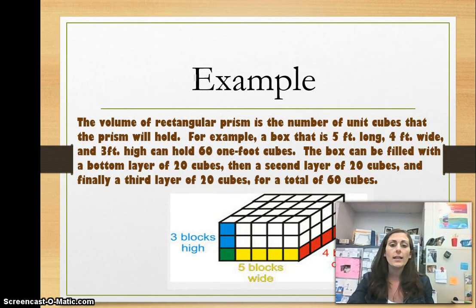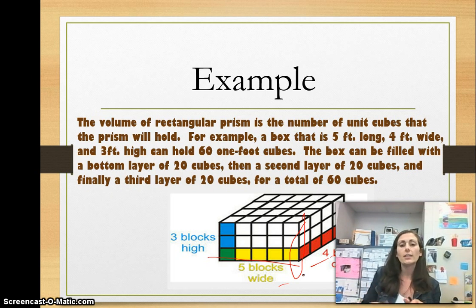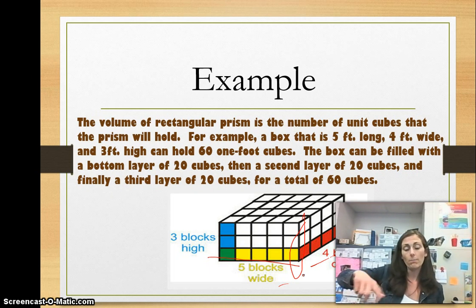For our first example tonight, the box is down below for the problem. It says the volume of a rectangular prism is the number of unit cubes that the prism will hold. For example, a box that is 5 feet long by 4 feet wide and 3 feet high can hold 60 one-foot cubes. The box can be filled with a bottom layer of 20 cubes, and that's what you need to understand first, is that the bottom layer is the length times the width. That's the area, and the area is how many cubes fill the bottom of the space.